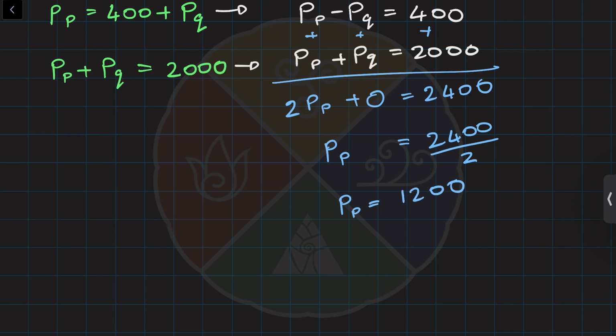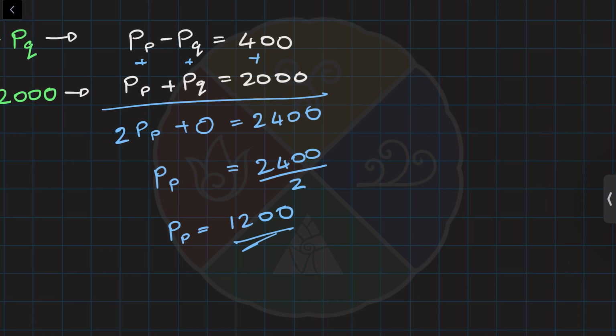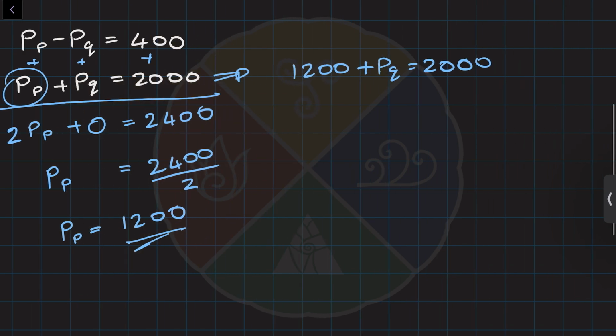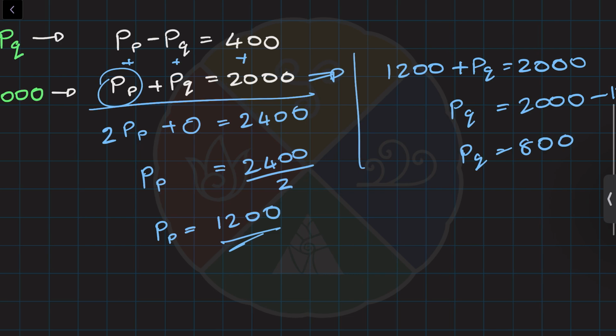If profit of P is 1200, then you can easily find profit of Q. You simply have to substitute this value back into this equation. 1200 plus profit of Q is equal to 2000, so profit of Q is going to be 2000 minus 1200, which is 800. Now I have the profit of P and profit of Q.